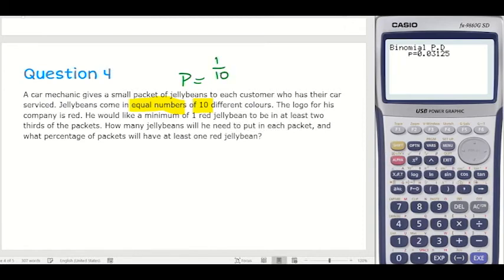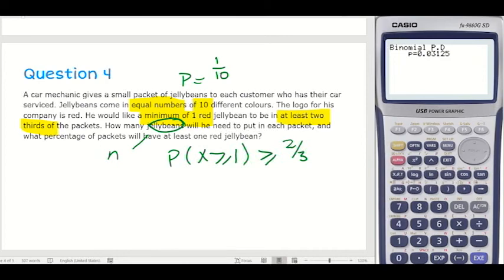So he would like a minimum of 1 jelly bean. Okay, minimum of 1 means at least 1, to be put in at least 2/3 of the packets. So he wants the probability of getting at least 1 jelly bean to be at least 2/3. And we want to know how many jelly beans. So that's saying find the value of n.